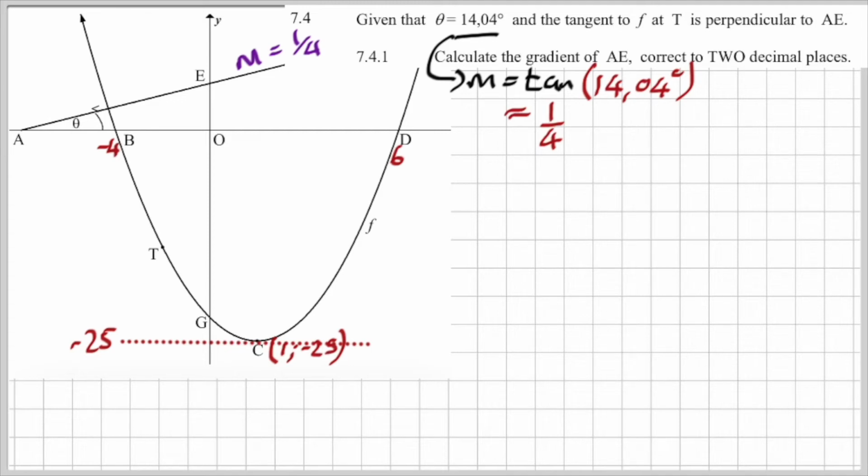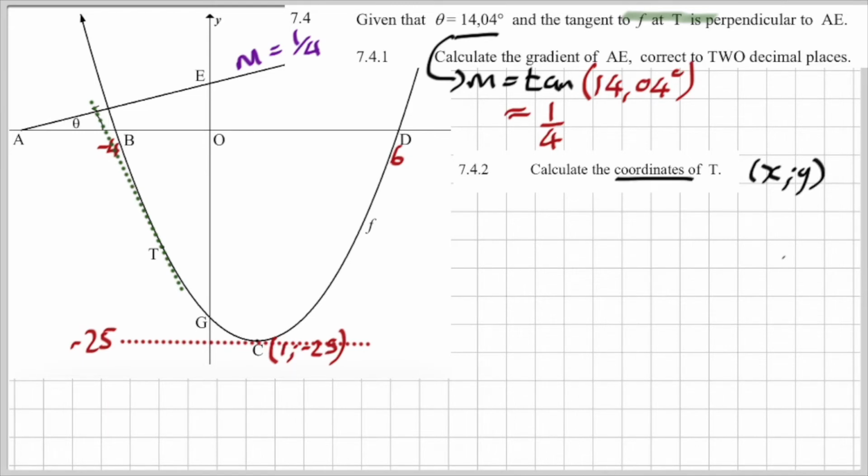Now, this next bit is a favorite of mine. I love these questions. Now we look at the rest of the information given, because I need that to calculate the coordinates of t. So what do they tell me? There's a few important things to calculate the coordinates of t. The first thing is that it is a tangent to f. So t has a tangent. That's important. Again, they are looking for coordinates.